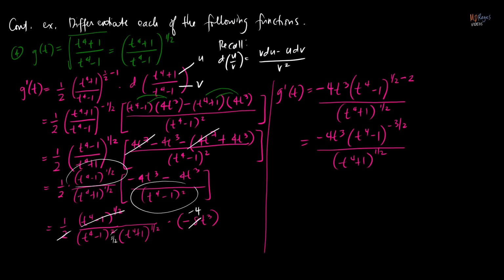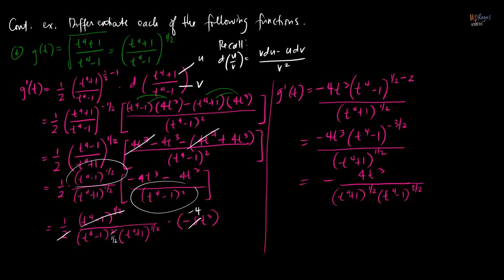Because we don't want a negative exponent in our final answer, t to the fourth minus 1 raised to negative 3/2 must be written in the denominator. So we'll get negative 4t cubed over t to the fourth plus 1 raised to 1/2 and t to the fourth minus 1 raised to 3/2.